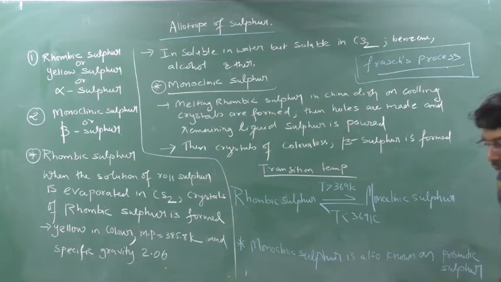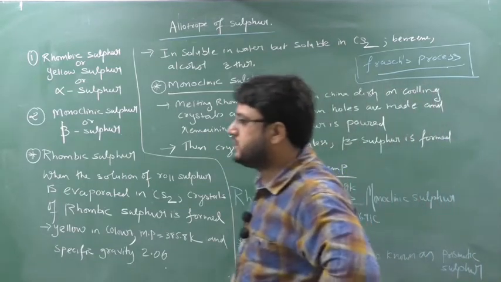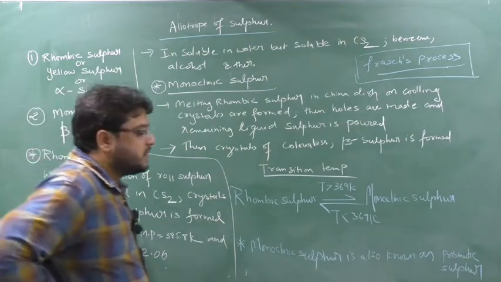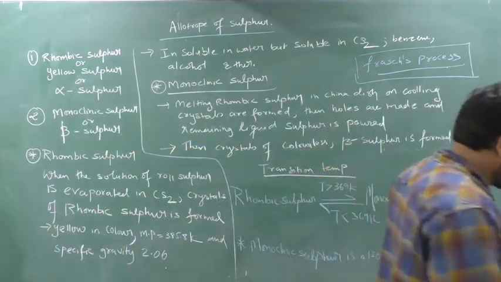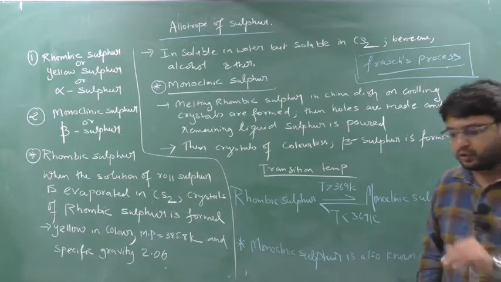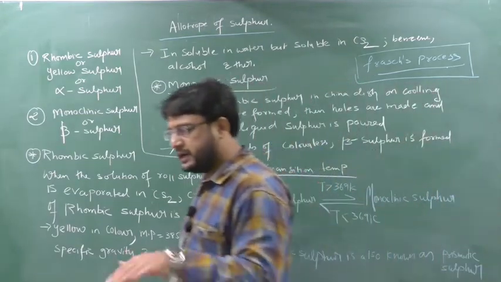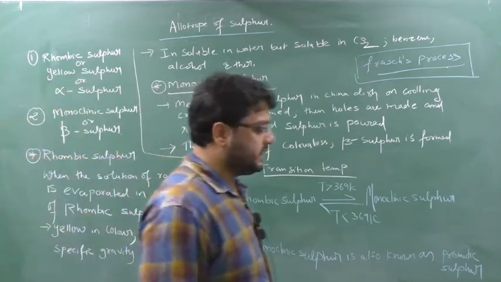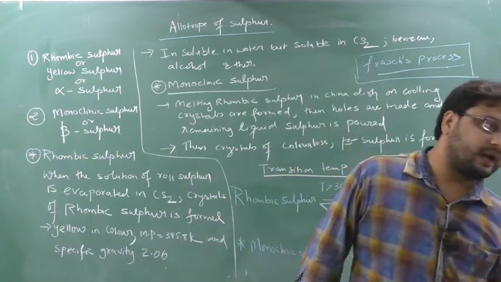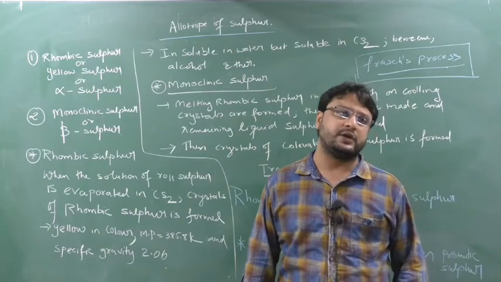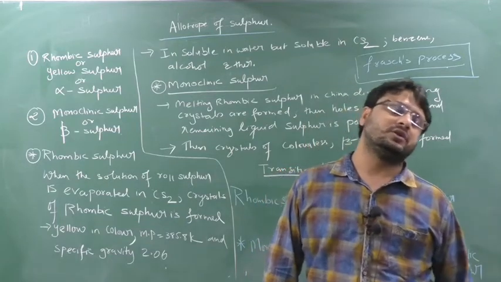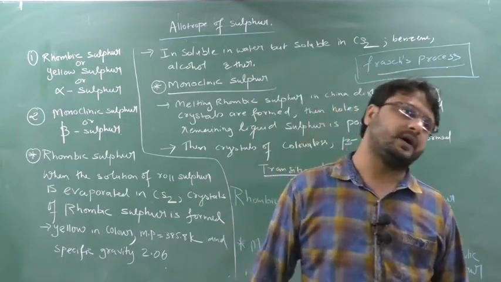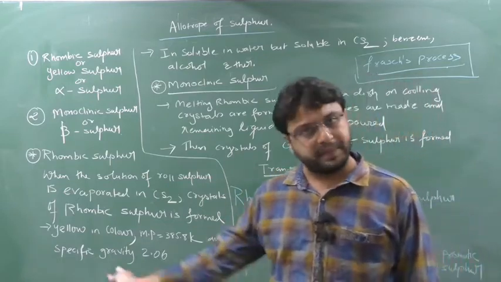Clear? So how is rhombic sulfur formed? When the roll sulfur, and I told you the story of roll sulfur, the sulfur which is obtained from the Frasch process, is rolled on cooling, that type of sulfur we say is roll sulfur. This roll sulfur is heated in the presence of carbon disulfide or evaporated. On cooling, the evaporated solution forms crystals, and those crystals we say are rhombic sulfur.